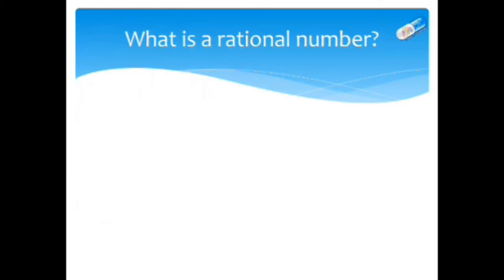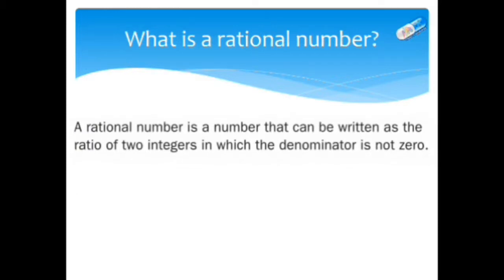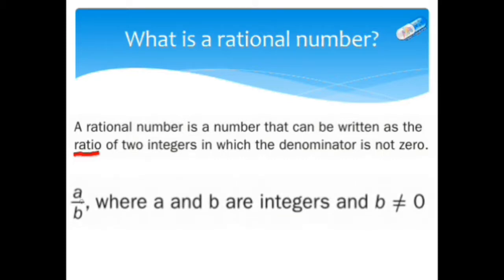What is a rational number? A rational number is a number that can be written as the ratio of two integers. The denominator is not zero. Remember the definition of a ratio. How do we write a ratio? A ratio is written as a fraction of a over b, where a and b are integers and b doesn't equal zero. So this means that a rational number can be written as a fraction or a ratio.